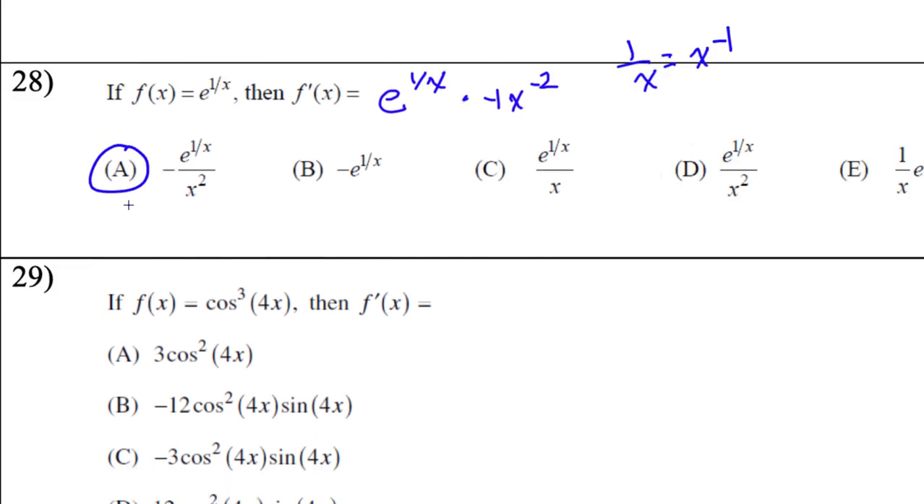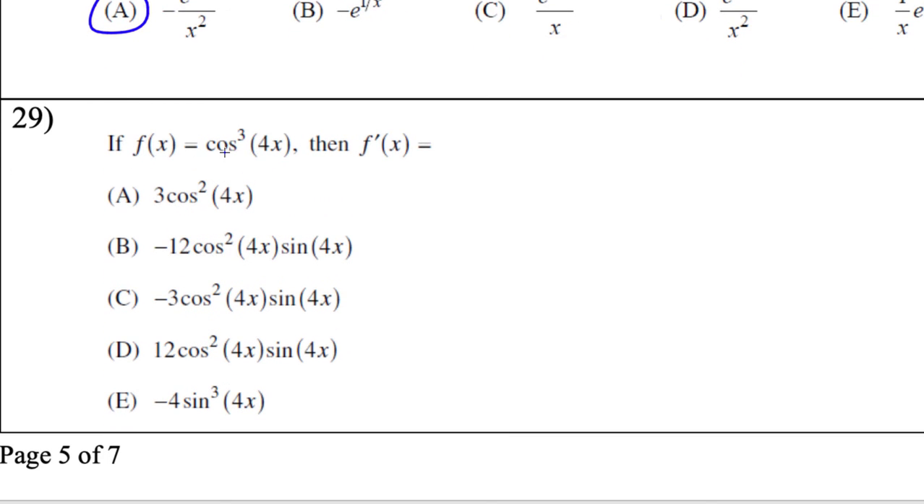All right, we're on to number 29. We have cosine to the power of, or cosine cubed of 4x. I can rewrite this thing. Everyone rewrite it now. This is cosine of 4x, and that quantity, I'll put it in square brackets, is to the power of 3.